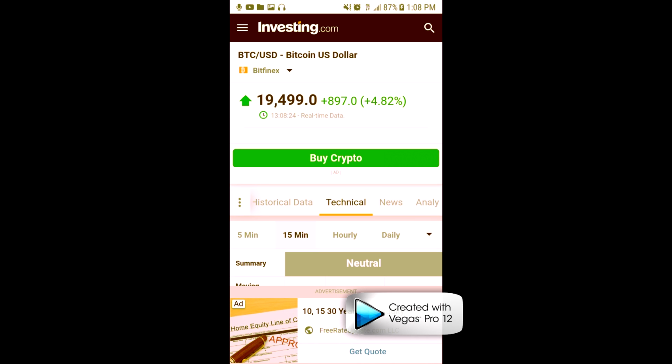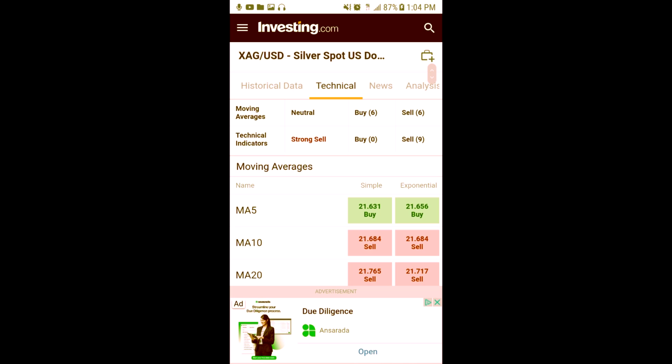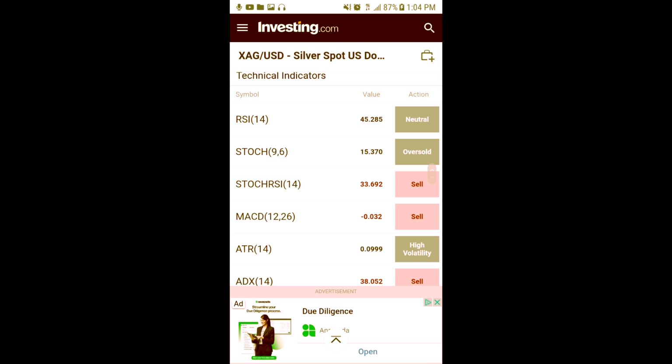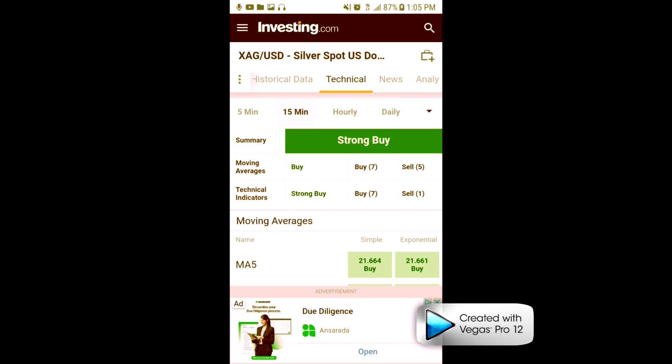They're all green. Half of this chart is green. The 50, 100, 200 are all red. Summary is a buy. The score is 7 buys to 5 sells. Looking at the top of the 15-minute chart, right under summary: strong buy, green, buy it. Moving averages, buy it. Technical indicators, strong buy. For moving averages and technical indicators, they both have 7 buys. The moving averages have 5 sells. The technical indicators have 1 sell. The sells are losing.